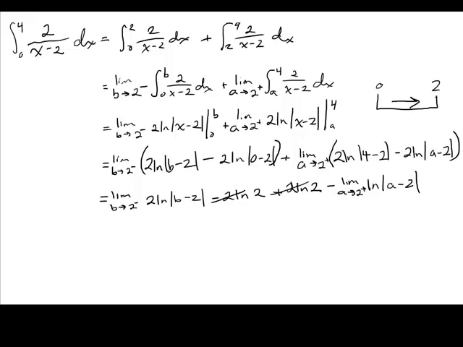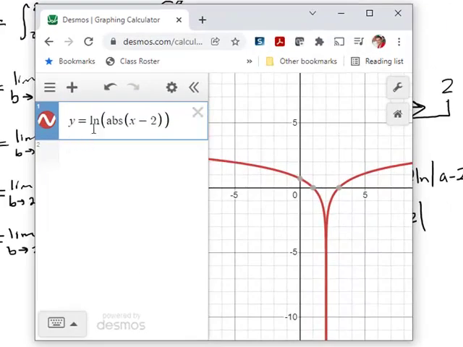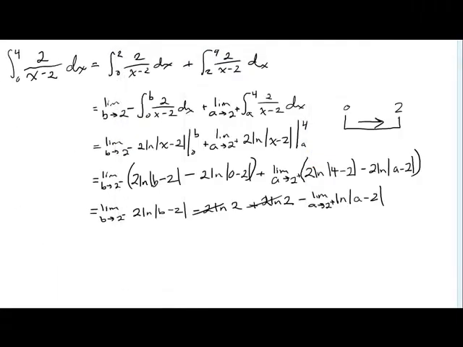If both limits exist, then we have a convergent improper integral. If either one of them diverges, the whole thing is divergent. So we need to see what the behavior of ln of b minus 2 is as we approach 2. One way of doing that is by graphing it. So here we can take a look at the graph. Here's ln of the absolute value of x minus 2. And as we come in from the left, it goes to negative infinity. Well, as we come in from the right, it also goes to negative infinity.